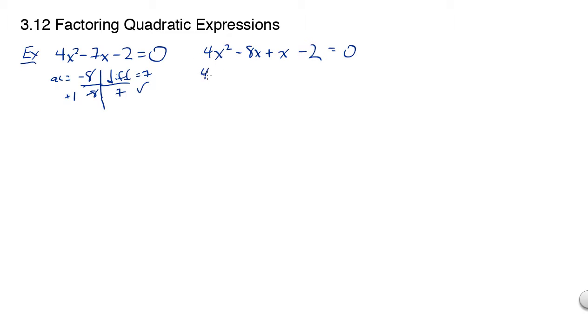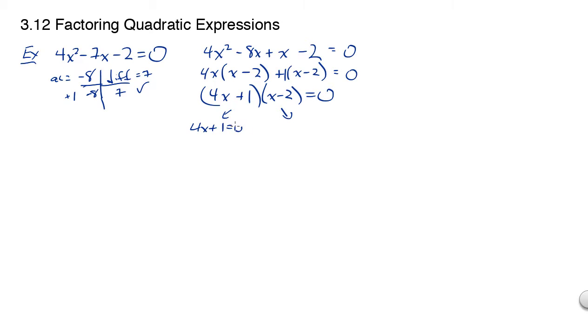Factor by grouping. Factor out a 4x out of these first two terms. Get an x minus 2. And lo and behold, we have an x minus 2 here already, so you can think of there being a 1 here, if you like. And then we factor that one more time, 4x plus 1 times the x minus 2 that we pulled out. So that leaves us with two equations. Our principle of zero products says if you've got two things multiplied together and they equal 0, then one of them is 0 or the other is 0. So we have 4x plus 1 equals 0, or x minus 2 equals 0.